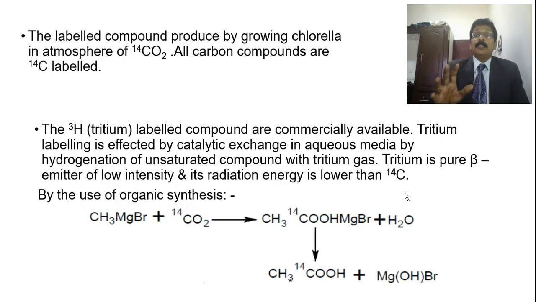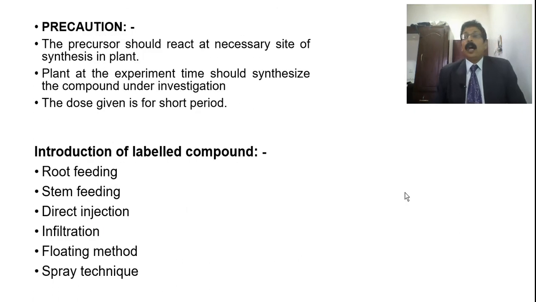Once you have listened to me, it will be easy; otherwise it will be somewhat tough to understand. So you have to remember what labeling of a compound means, what isotopes are, and how the carbon atom is converted into carbon 14 in the acetic acid. This simple reaction is shown to you. Now some precautions, next slide.